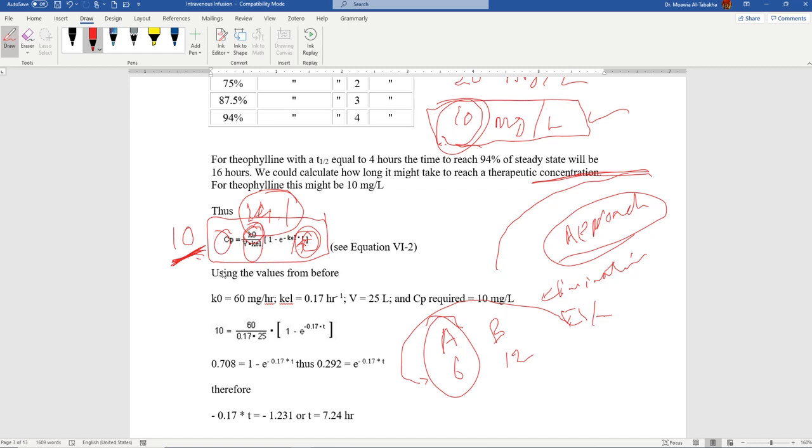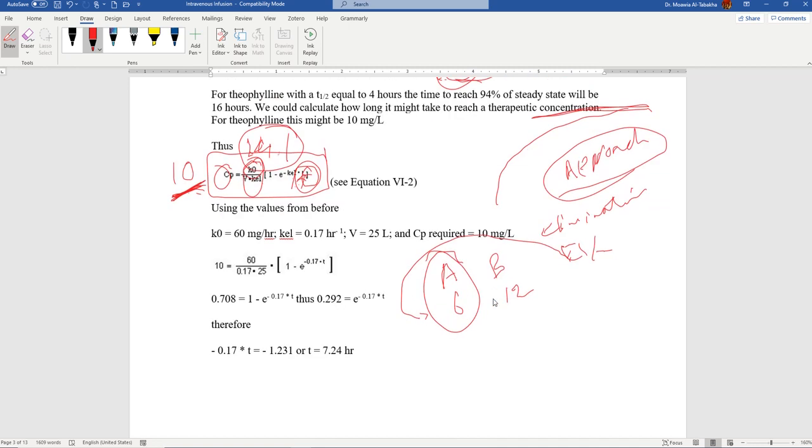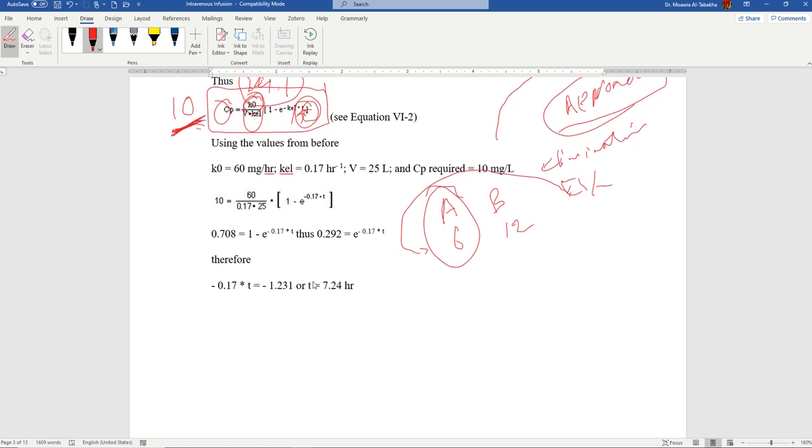Okay, watch here. K0 is 60, KL is 0.17, volume of distribution is 25, CP required is 10. So they substituted the numbers as I told you, and in the end they got that 0.708 is equal to 1 minus e to the power of minus 0.17 t. You can take this one there and this one here and then take ln both sides. In the end t is going to be 7.24 hours.